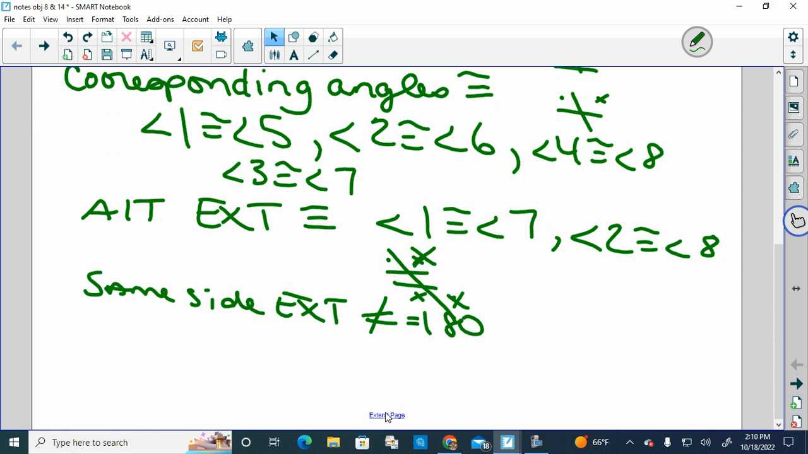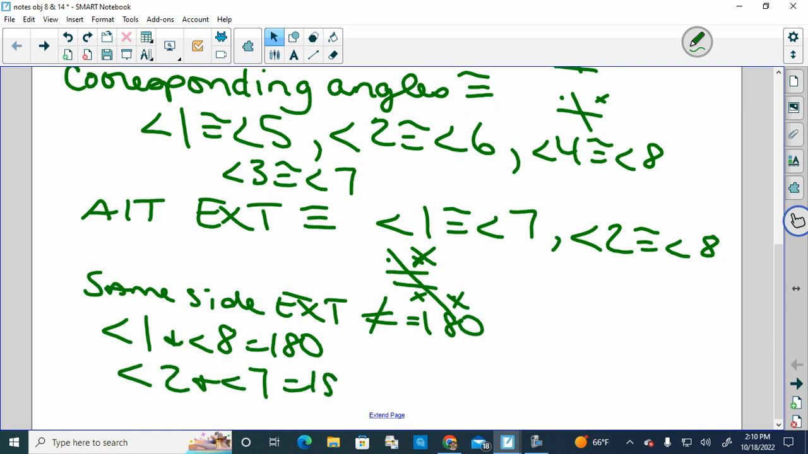So same side exterior. Angle 1 would be with what? 8. We're just going to put 1 and 8, and then we're going to put equals 180. What's the other pair? 2 and 7, equals 180. One's obtuse, one's acute, so they're not congruent to each other. Okay, so we've done both of the exterior.